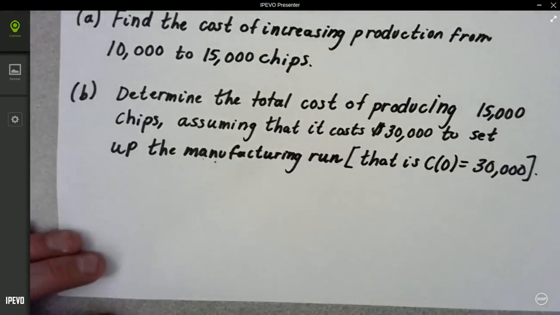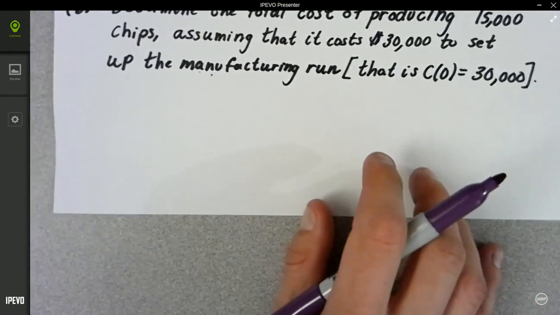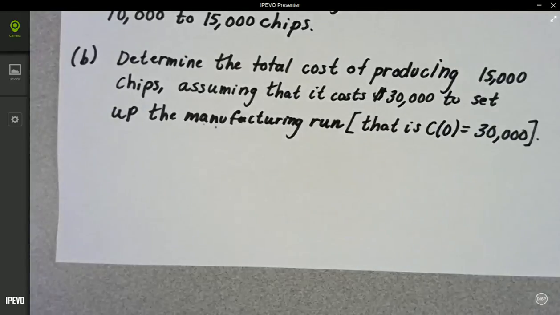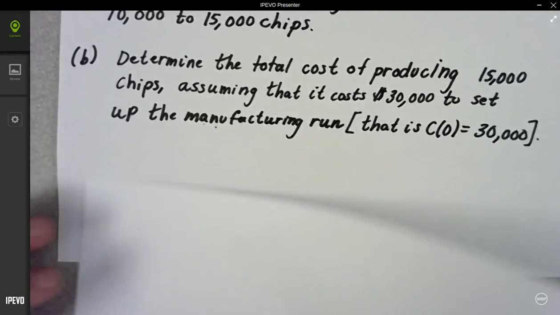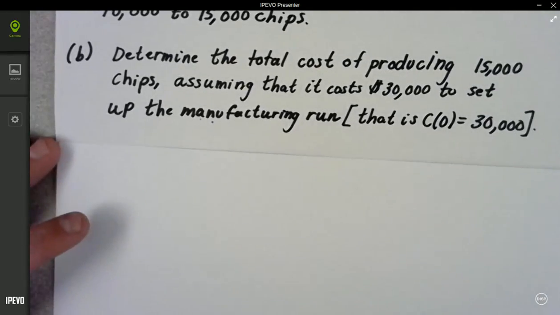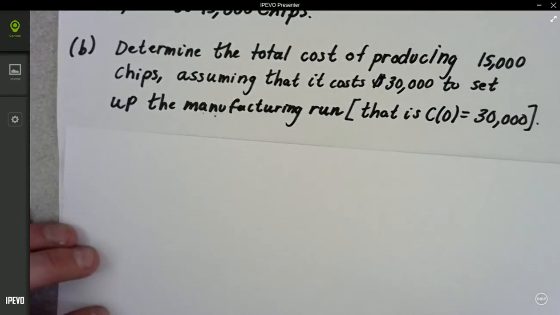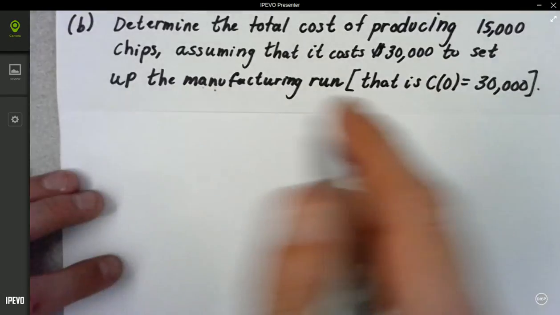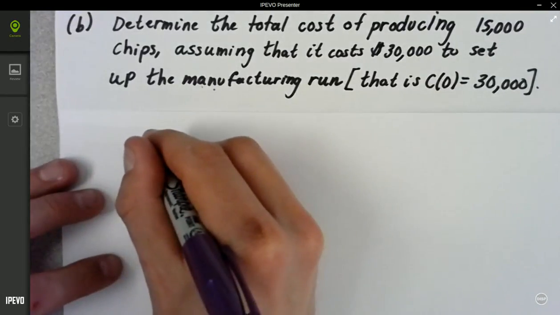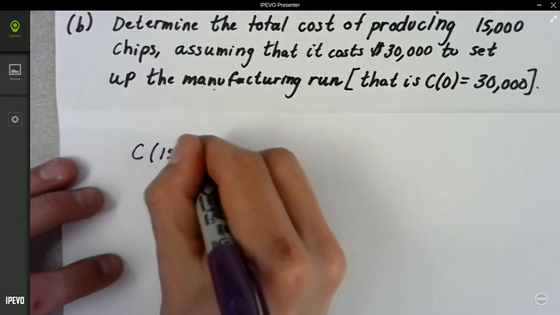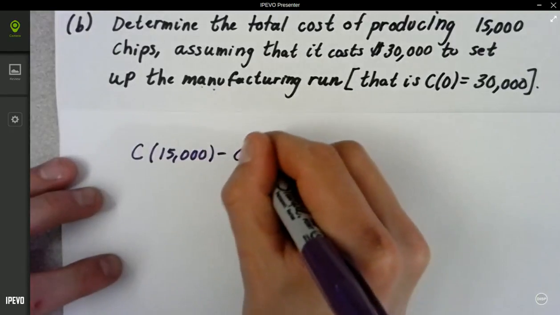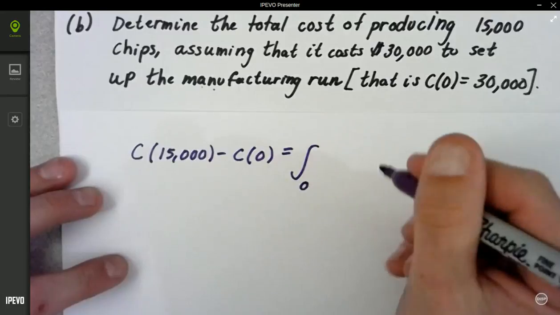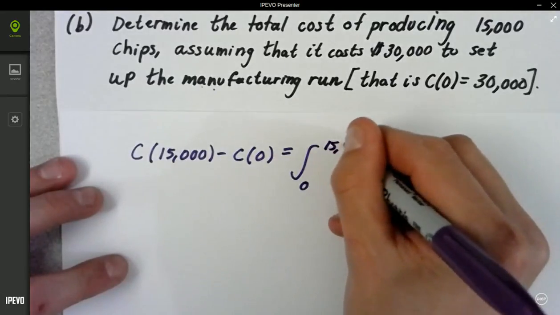So let's look at part B now. Determine the total cost of producing these 15,000 chips. So in part A, we found how much it was going to cost to increase from 10,000 to 15,000, but we want to know the total cost. Okay, so the total cost, meaning if we go from 0 chips to 15,000 chips minus the initial amount, that integral, we're going to be going from 0 chips to 15,000 chips.